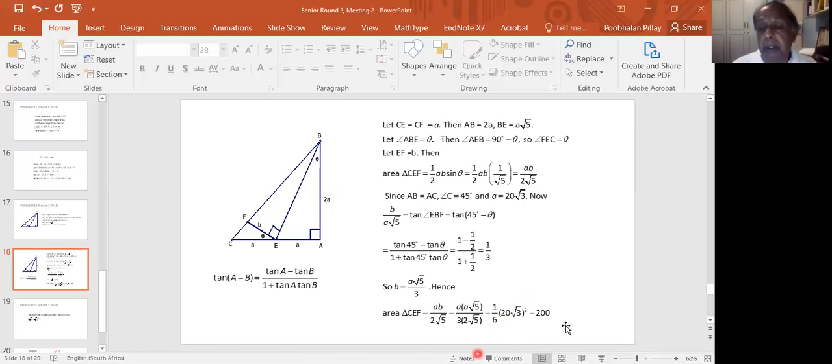And when you simplify this, you get a beautiful answer. You got 200. All the square root of 3, square root of 5, all those things all disappear. And this is where you are. All right, that takes me to the last problem for tonight.